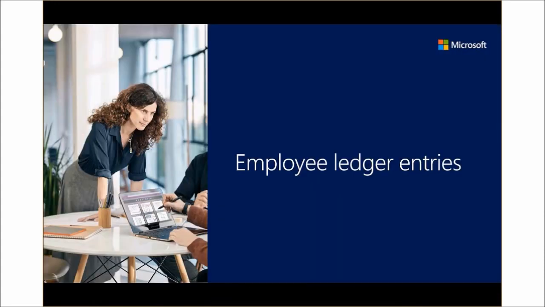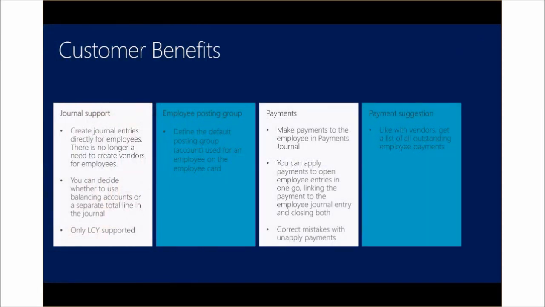Next, I'd like to talk about employee ledger entries. This allows us to pay employees without having to create vendor cards for the employees. You're able to do journal entries. So when you go into a journal, in the actual type field, there is one called employee that you can enter. You go to the employee card and specify the posting group that employee will post to. And then you're able to go into the payment journal and generate employee payments from the payment journal.